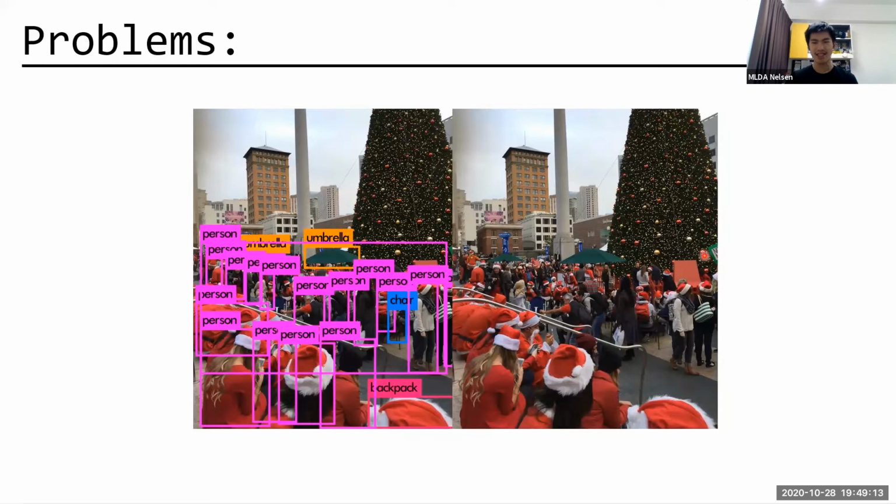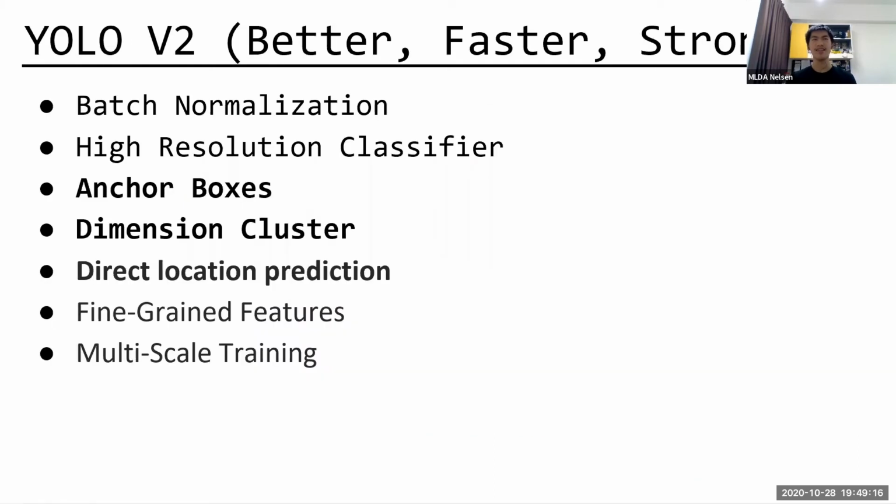So this is where YOLO version 2 comes in. YOLO version 2 is called better, faster, stronger. There are a lot of improvements from YOLO version 1, and I'm not going to discuss all of them, but I'm going to discuss the three main factors that show the difference between YOLO version 1 and YOLO version 2. There are several different factors, but the ones we are trying to focus on are the anchor boxes, dimension cluster, and direct location prediction.